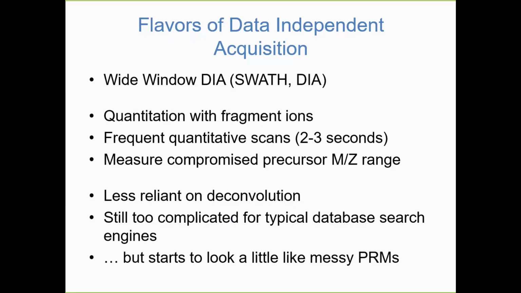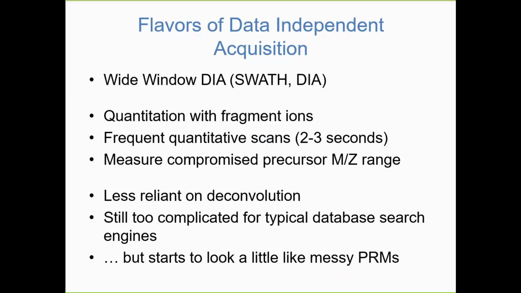So again, quantitation was done with fragment ions, and you would get frequent enough scans to be able to measure the shape of the peak, but usually you'd have to measure a compromised precursor MZ range, something like 400 to 1,000 instead of the entire precursor range.